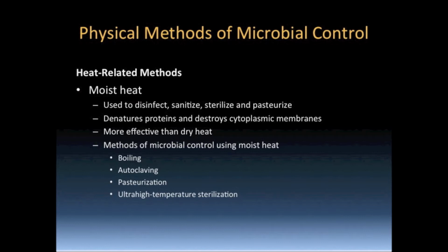Moist heat destroys microbial cells by causing proteins to denature, which in turn permanently stops cellular metabolism. Moist heat also destroys the cytoplasmic membranes of cells. The moist heat techniques we will discuss include boiling, autoclaving, pasteurization, and ultra-high temperature sterilization.